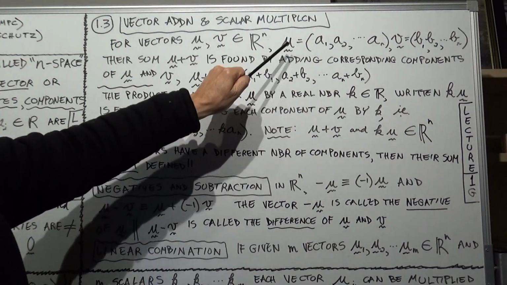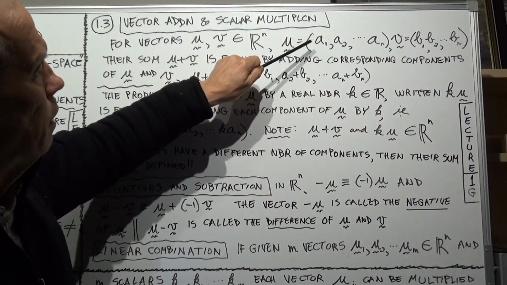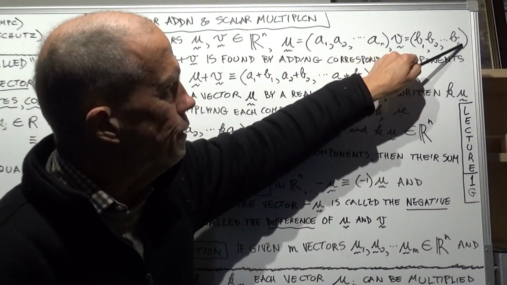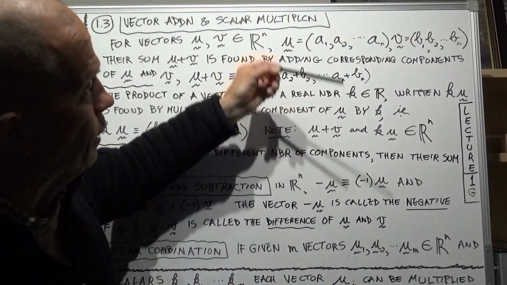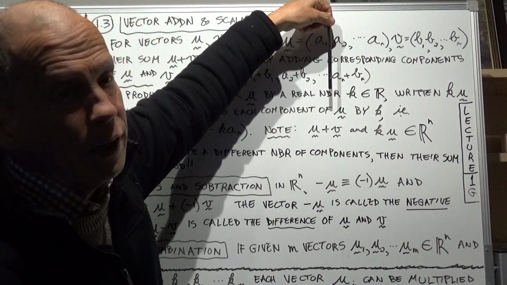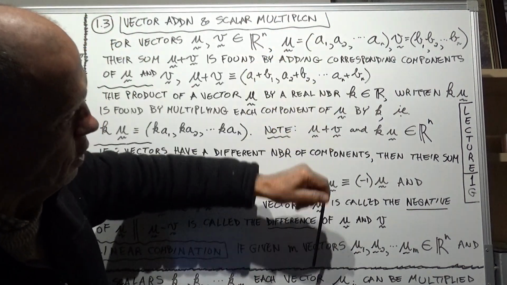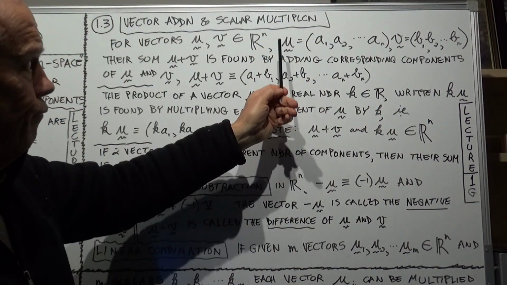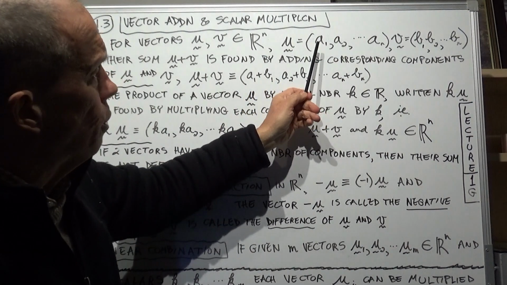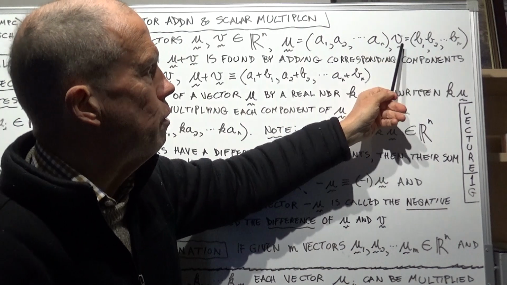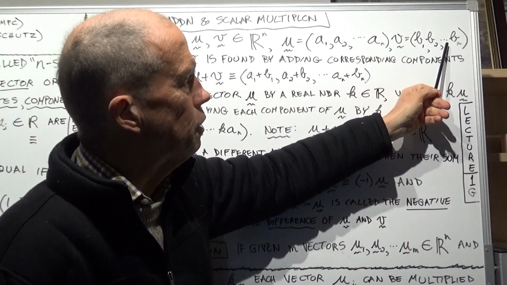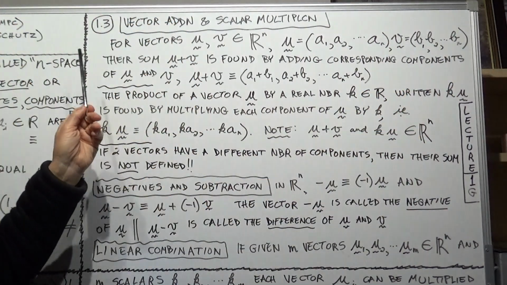Okay, so here's an example. We have two row vectors here because they're written in a row, horizontally. If they were column vectors, they'd be written vertically. So two vectors: u, whose components are a1, a2, an, and vector v, whose components are b1, b2, bn.